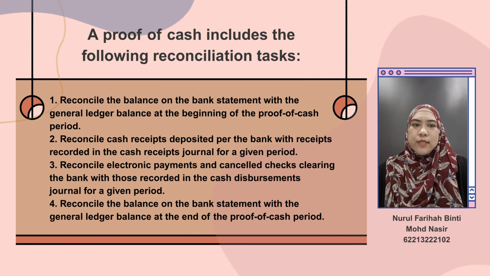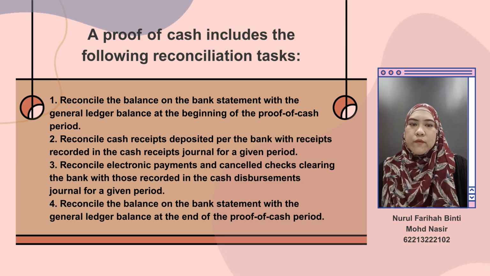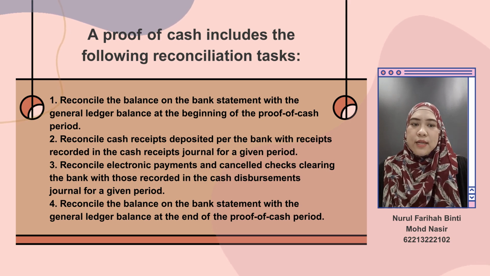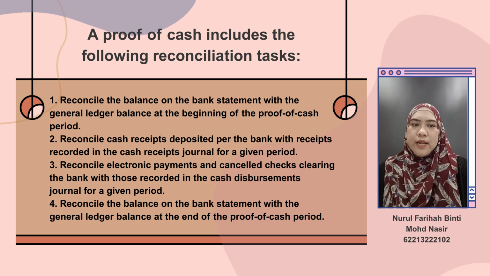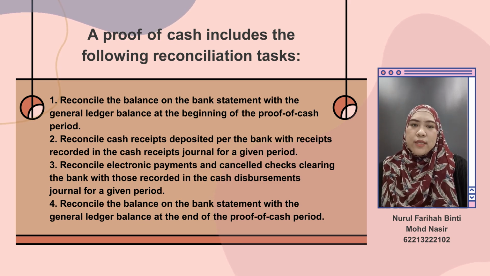So, a proof of cash includes the following reconciliation tasks. First, reconcile the balance on the bank statement with the general ledger balance at the beginning of the proof of cash period. Second, reconcile cash receipts deposited per the bank with receipts recorded in the cash receipt journal for a given period. Third, reconcile electronic payments and cancelled checks clearing the bank with those recorded in the cash disbursement journal for a given period. And lastly, reconcile the balance on the bank statement with the general ledger balance at the end of the proof of cash period.